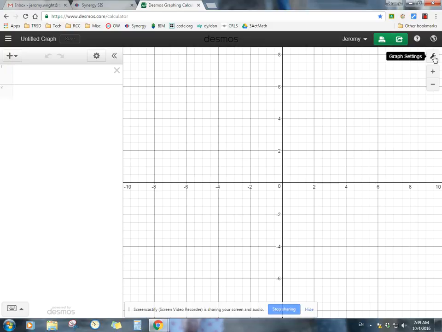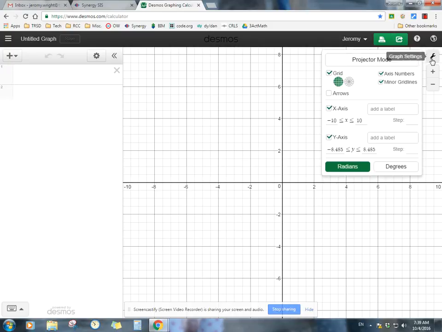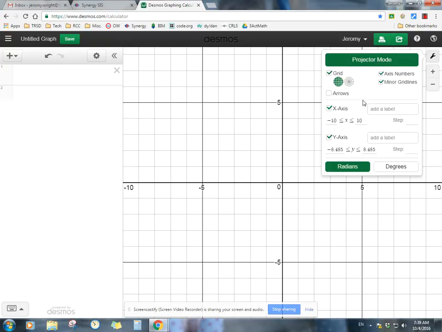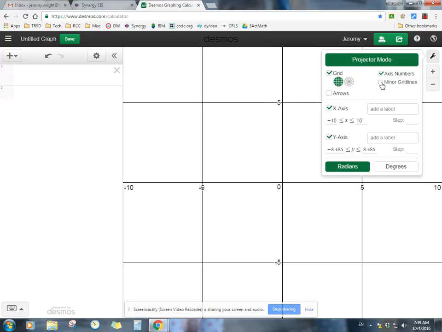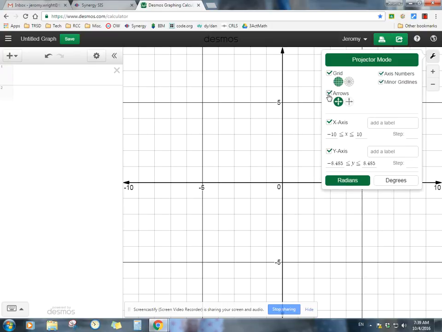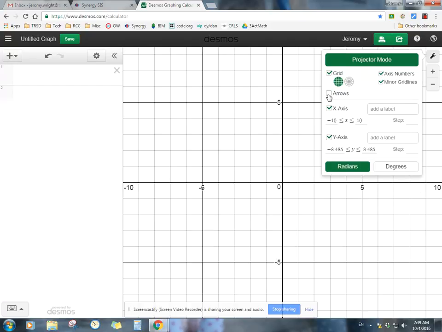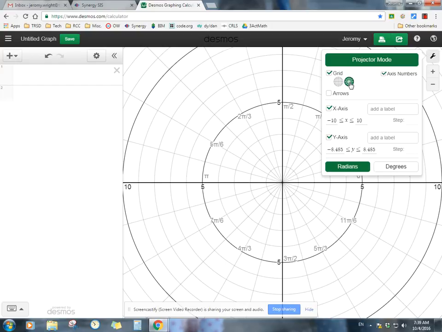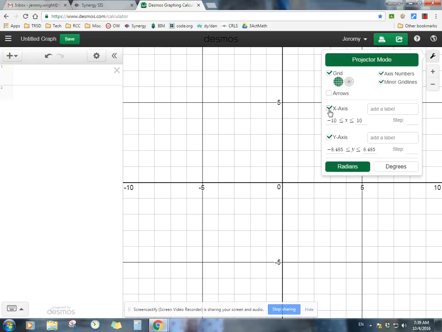Here in the upper right are the graph settings. I can do things like change to projector mode, which just makes everything larger, more bold, so it can be better displayed on a projector. We can take away the numbers on the axis. We can take away the in-between grid lines, called the minor grid lines. We can add arrows to the axes. We can change the grid to something called polar coordinates, which you wouldn't see till pre-calculus. You can remove the axes, the X or Y axis.